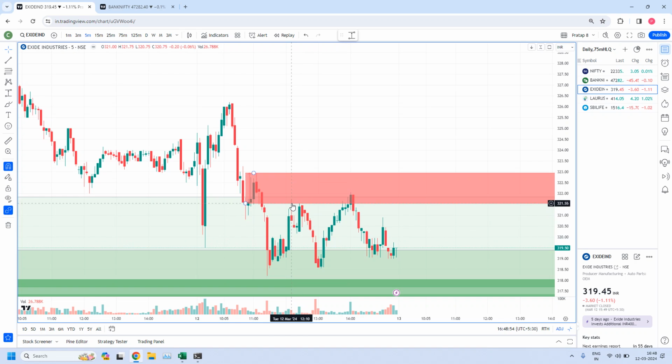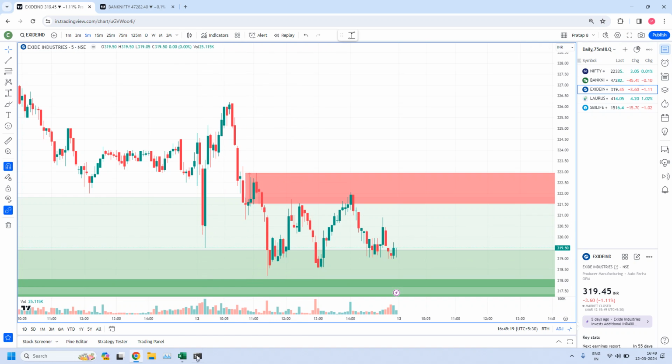And this is the way Exide Industries, the 11:25 five-minute candle, gave you the entry, and at 12 o'clock, a 10-minute candle, it reached the target. So almost in half an hour or maybe 45 minutes, this trade is completed.